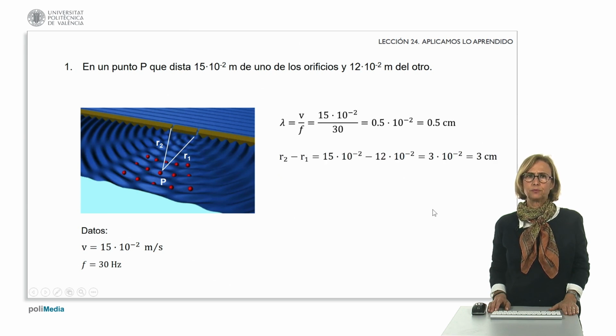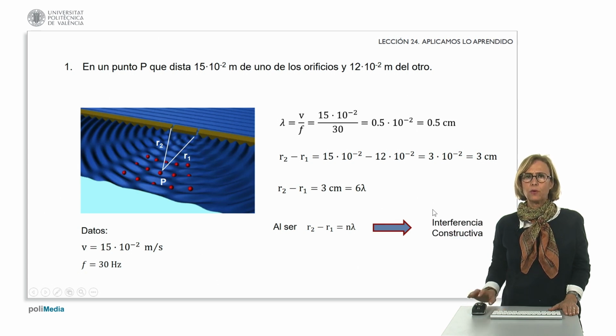or what is the same, 0.5 centimeters. If we see the difference in the paths, the difference between R1 and R2, subtracting those distances, we see that it is 3 centimeters. We have to compare this distance with the wavelength, and this corresponds to 6 times the wavelength. Therefore, we see that since the path difference is an integer multiple of the wavelength, the interference is constructive.